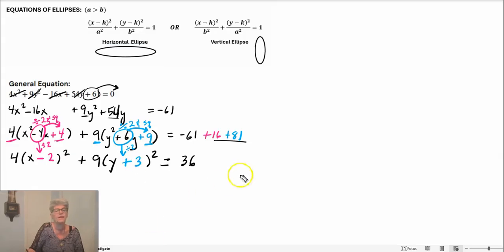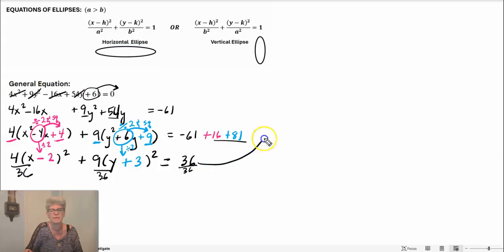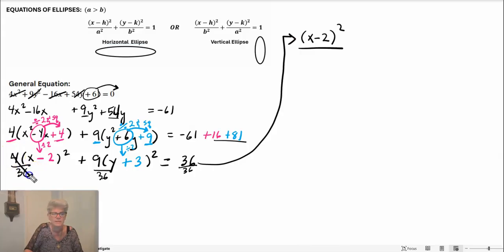Okay. Now I'm nearly there. I need to have a 1 on the right hand side. So in order to do that, I need to divide that by 36. But what I do to one term, I have to do to every term. Okay, so then that's going to bring us up here. I'm going to have x minus 2 all squared divided by, now 36 is 4 times 9, so the 4's will cancel and I'm just going to be left with a 9 there.